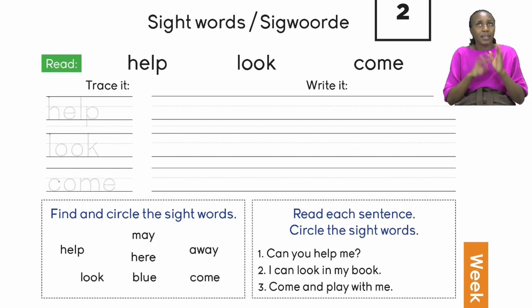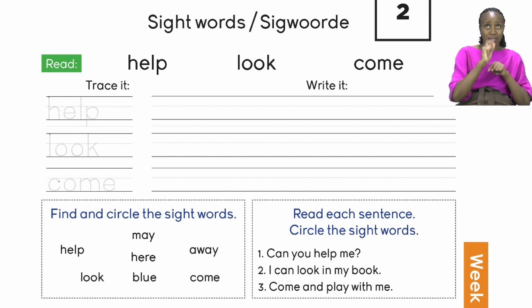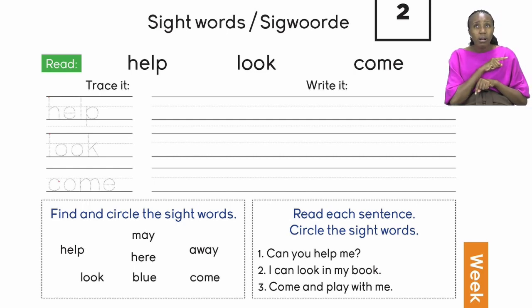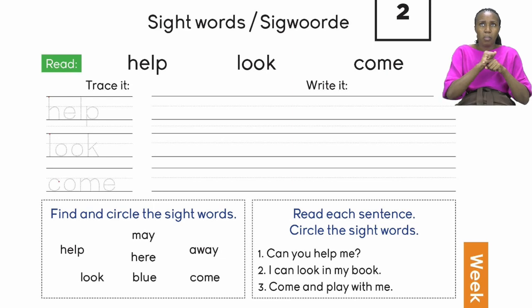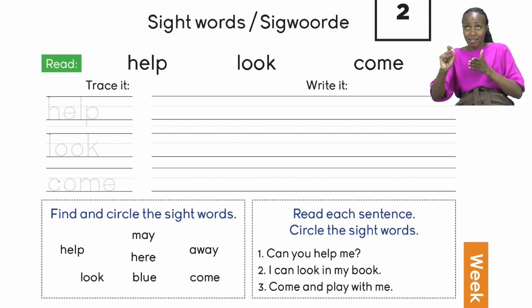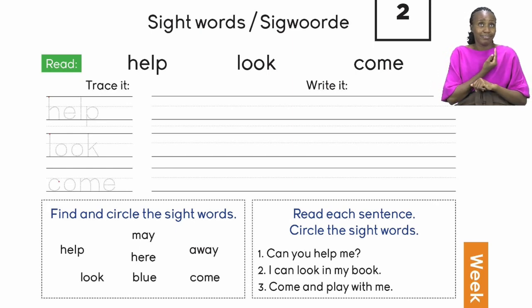Well done, everyone. Now your first job after reading them over again is to trace. Tracing is very important, boys and girls, because it helps our handwriting stay nice and tidy. You're going to start by tracing and then you will write the words. So take your time with that one. Make sure that your letters are the same size.